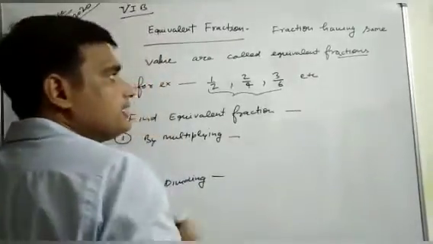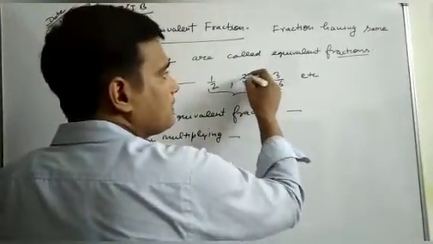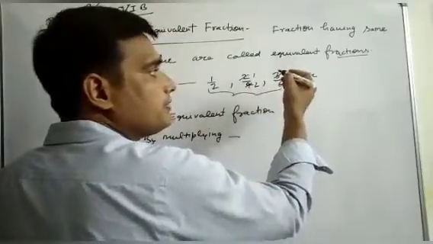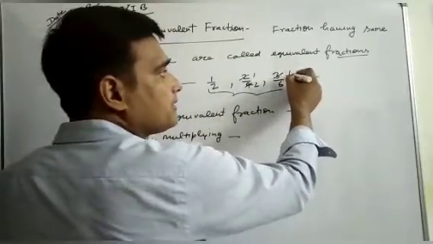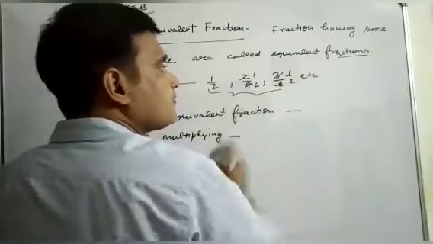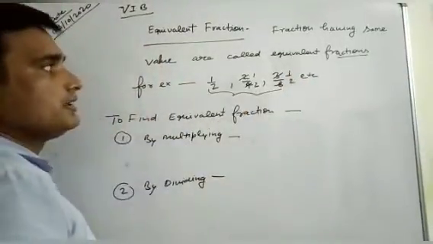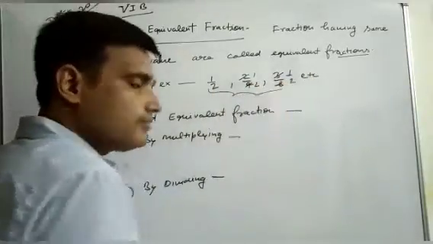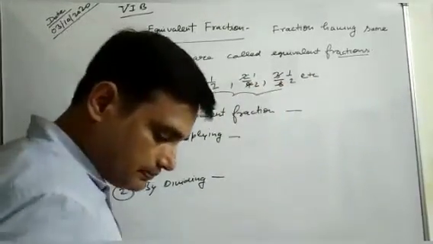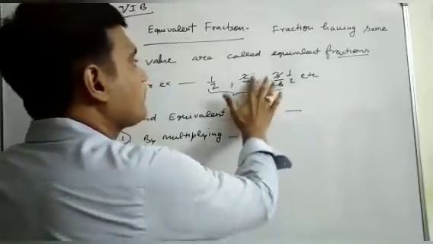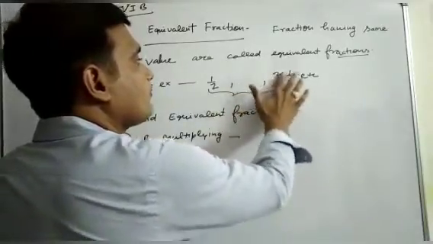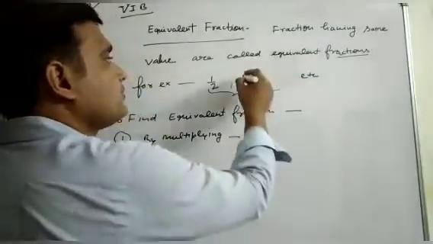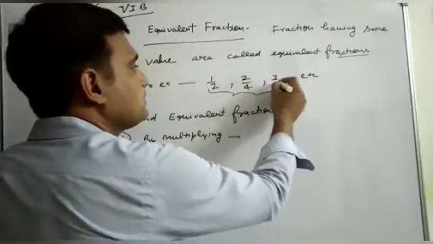Because when we simplify 2 upon 4, we get 1 upon 2. And when we simplify 3 upon 6, we get 1 upon 2. Therefore, 1 upon 2, 2 upon 4, 3 upon 6 are equivalent fractions. Understand?